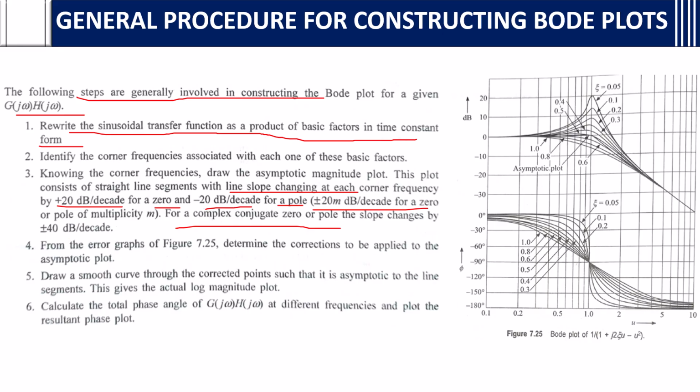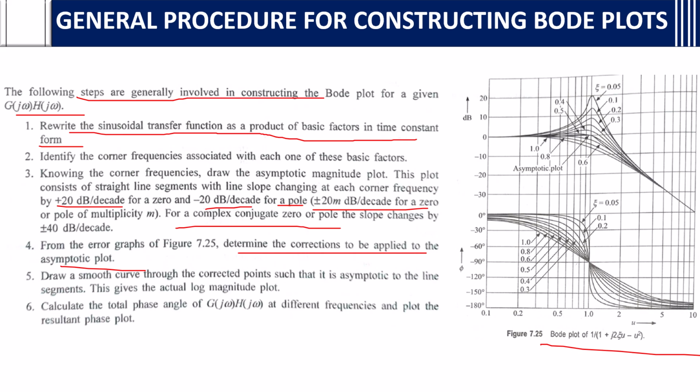Then the fourth point: from the error graphs of 7.25, determine the corrections to be applied to the asymptotic plot. Then draw a smooth curve through the corrected points such that it is asymptotic to the line segments. This gives the actual log magnitude plot. We should correct it, then draw the points so it is asymptotic to the line segments, which gives the log magnitude plot.